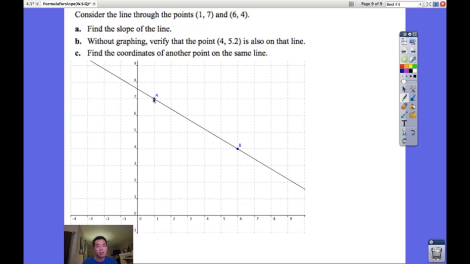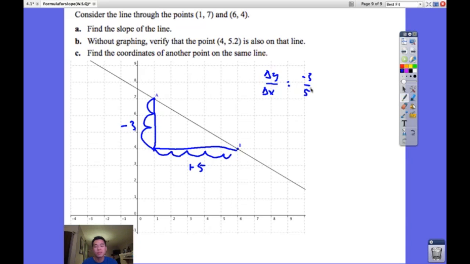So let's practice using the slope triangle. Just go straight down, go straight across to build your slope triangle, and that's going to be a 1, 2, 3, negative 3 drop, and then 1, 2, 3, 4, 5. That's a positive 5. So the slope is delta y over delta x, which means the change is negative 3 over 5.